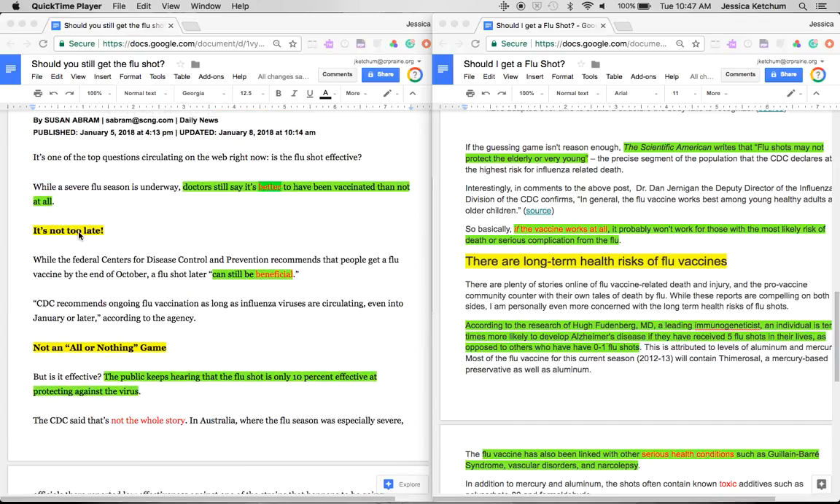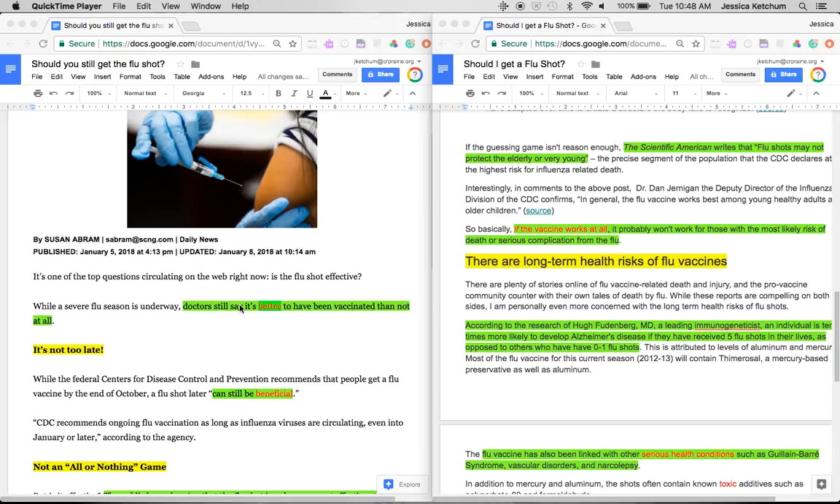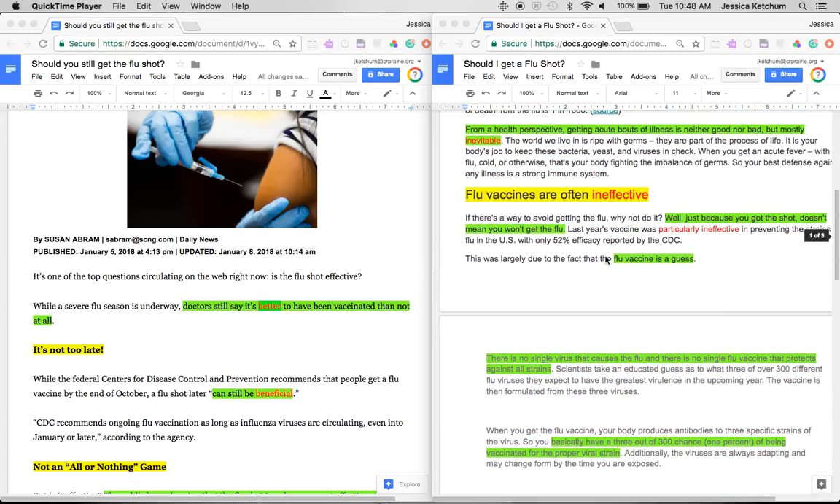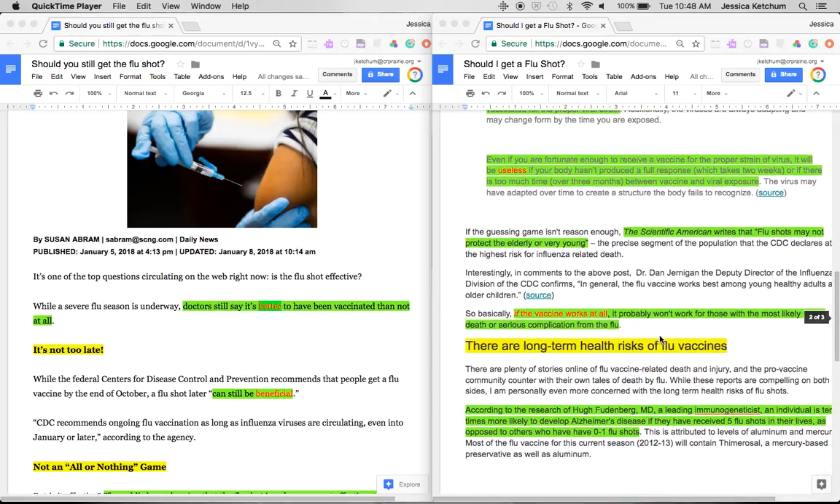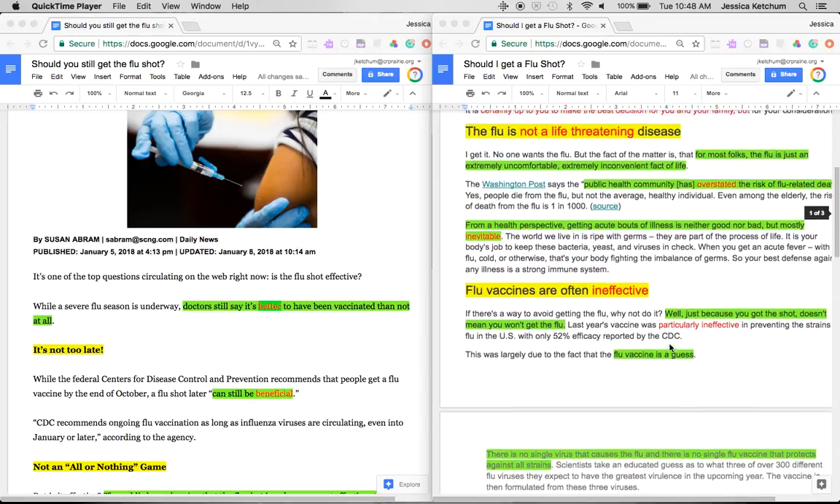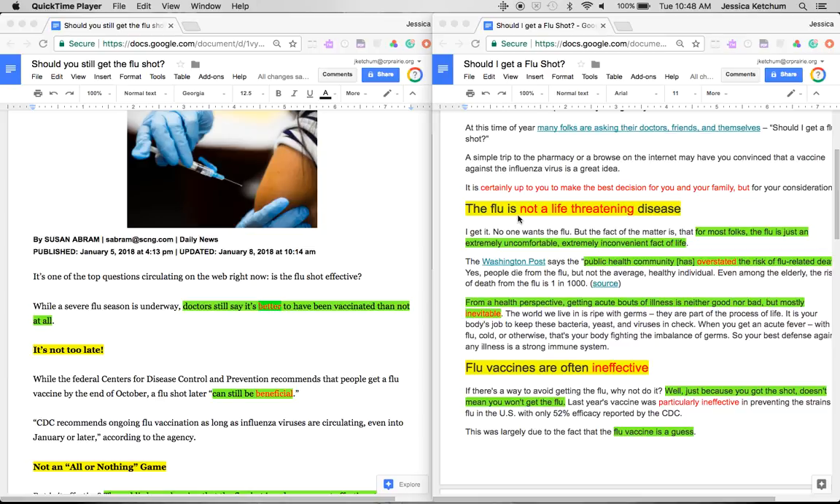We're saying it's not too late to get it, it's not an all or nothing game. This paired with the statement here lets us know that this author is probably saying you should get the flu shot. That is his or her perspective. This one, though, is talking more about the downside of the flu shot. It's ineffective, there's health risks associated with it, and the flu itself isn't life-threatening, so those health risks aren't warranted.